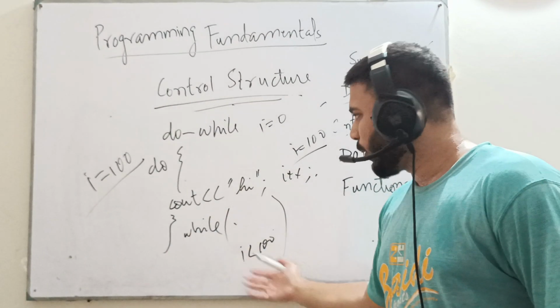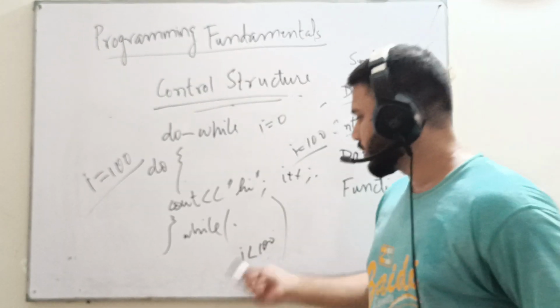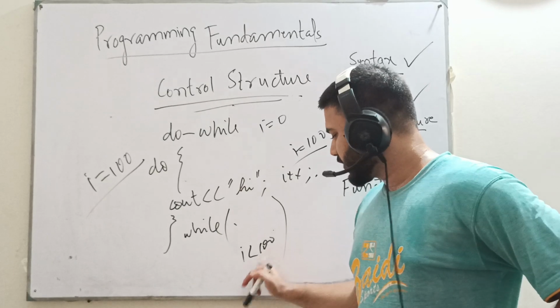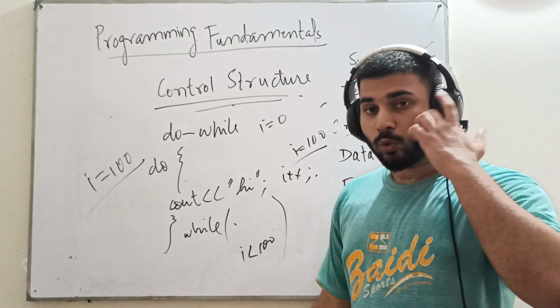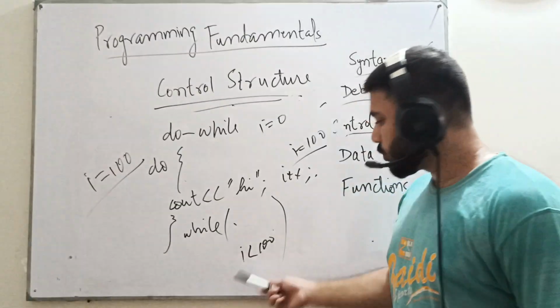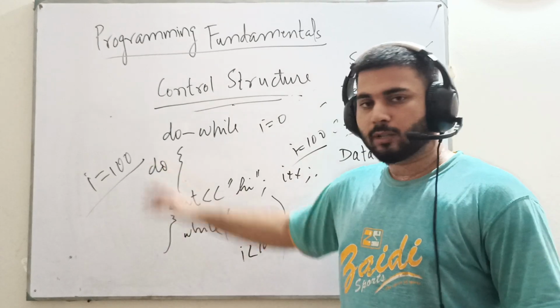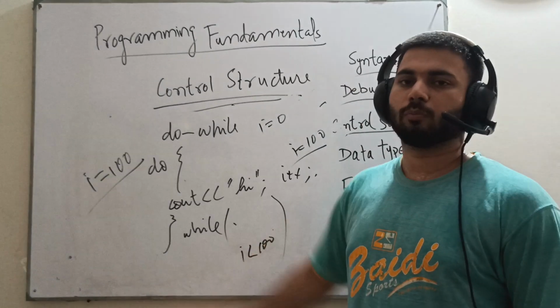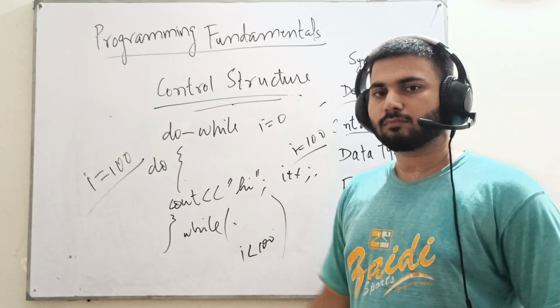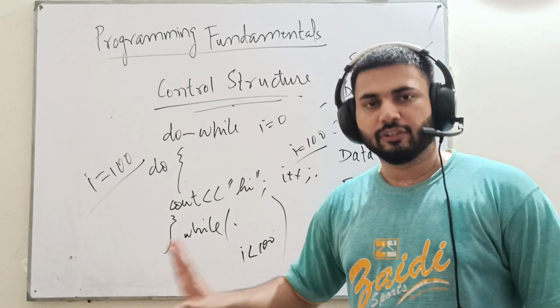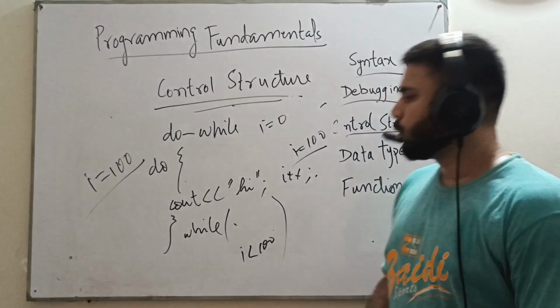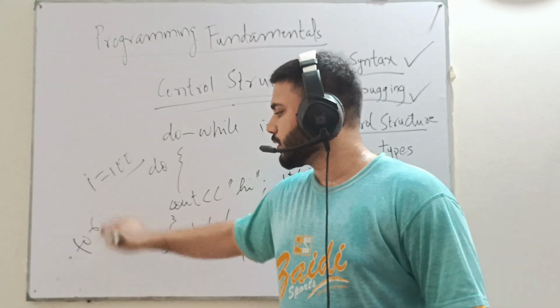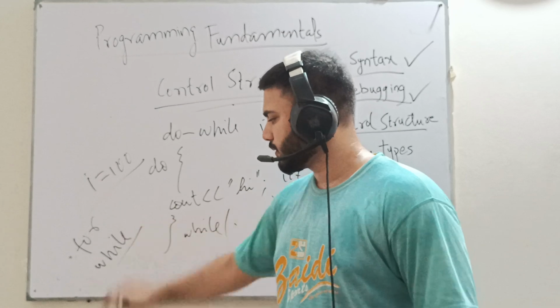It says, let me do it first, then I'll see what happens. You wrote it 101 times. The condition was i is less than 100. Oh, i is equal to 100, it should be less than 100. But I have done it 101 times. Now I'm going to stop. That's why the do while loop is not often used in programming. Most preferably, we use for loops and while loops.